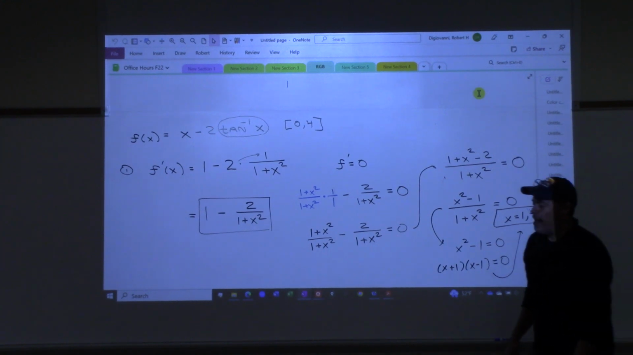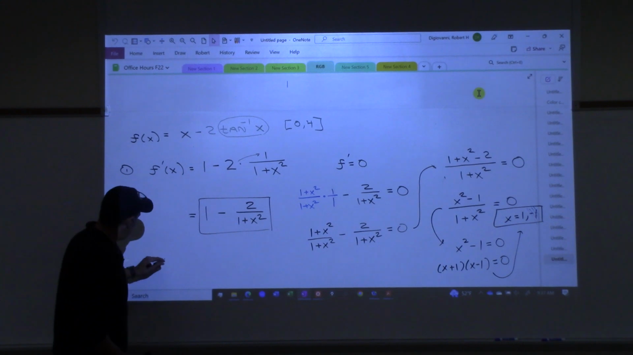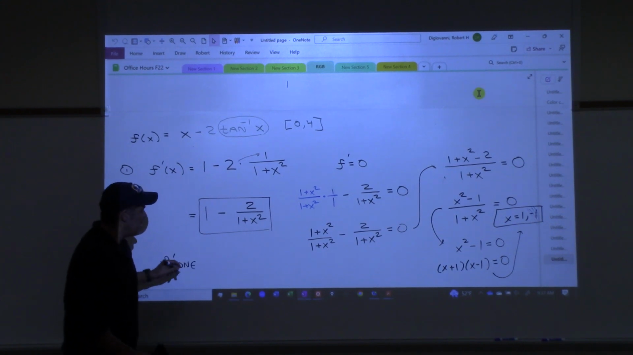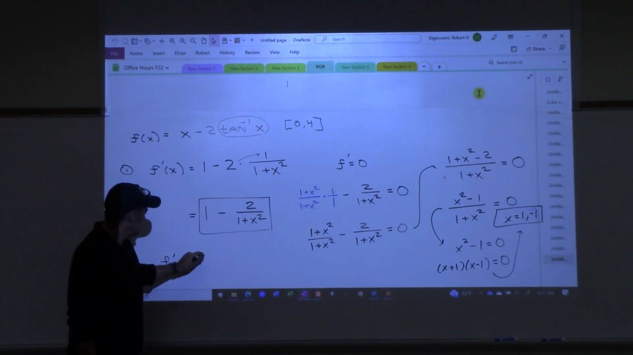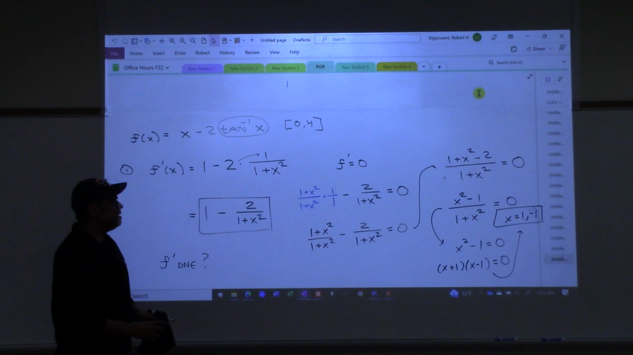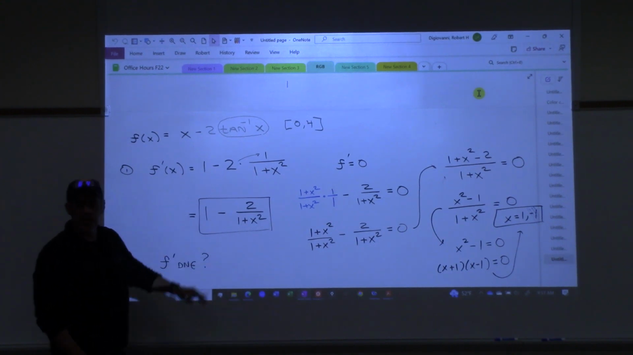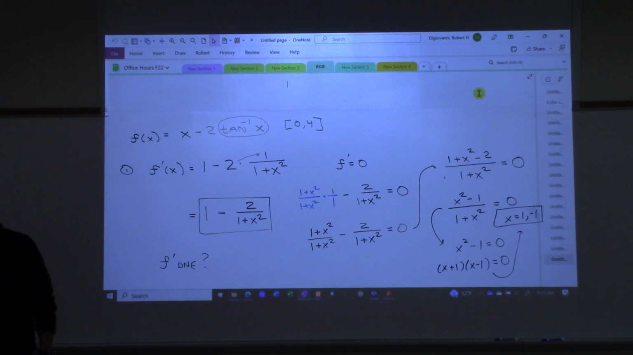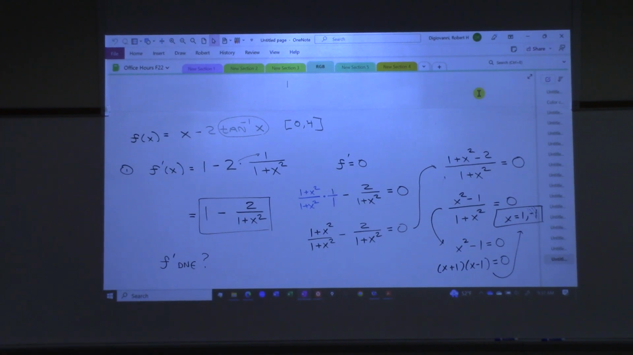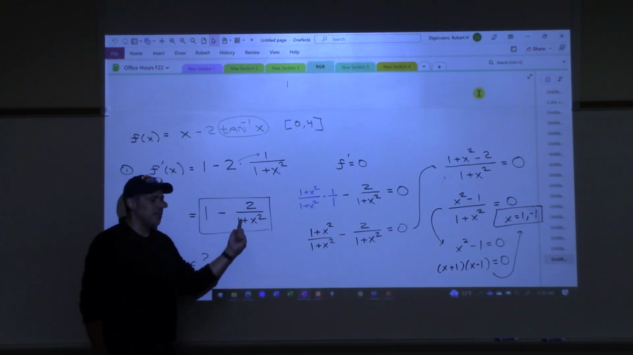All right, next thing. I need to know if the derivative ever doesn't exist, or if it's ever undefined. Okay, why is it never undefined? Let's look at this right here. Why is that never undefined? No number that you plug into x becomes, like, divide by 0. Yeah, there's no way you could ever divide by 0 here.